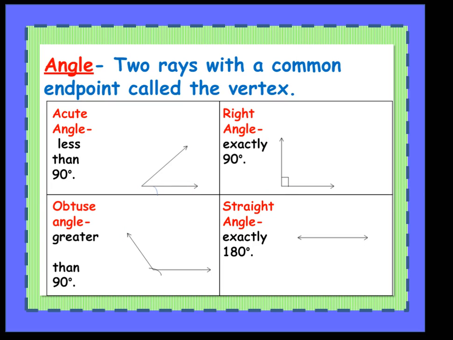And then straight angles are exactly 180. So anytime you see a straight line like this, its angle measure is exactly 180 degrees. And then as for the definition of an angle, which you may not need to know, it can always help though. Definition of an angle is two rays with a common endpoint called the vertex. And all of these points, the vertex is right here. Okay? And then on the straight line, you can't see it, but it's somewhere in the middle. Okay? Then it has two rays.